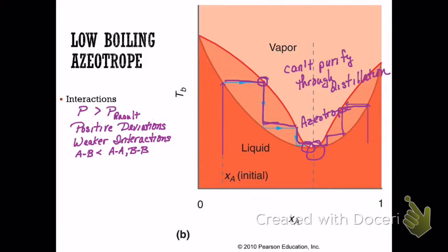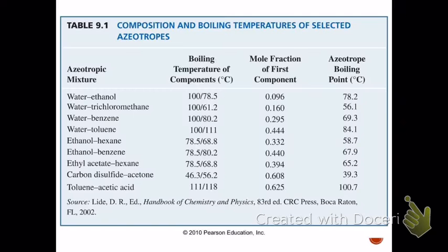Ethanol and water are an excellent example of this type of mixture. If you take an ethanol water mixture and you distill it, you will reach the azeotropic composition, which is roughly 95% ethanol, and that's as close as you can get through this simple two-component distillation process. So here's a table that shows various examples of azeotropes and the boiling points.